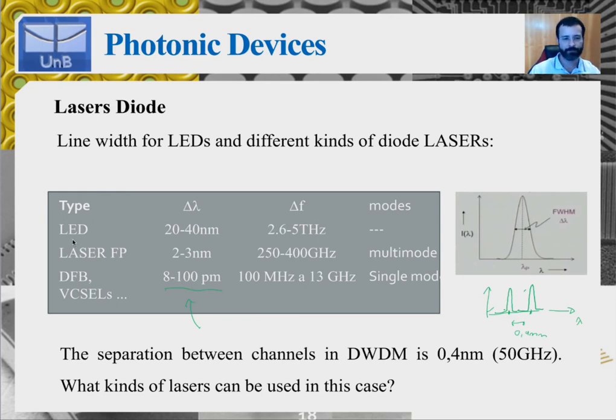Of course, this comes at a price, because these structures tend to be a little more expensive than simpler types of light sources such as LEDs and Fabry-Perot lasers. Their fabrication process is a little more involved, but for some communication systems this becomes a necessity.